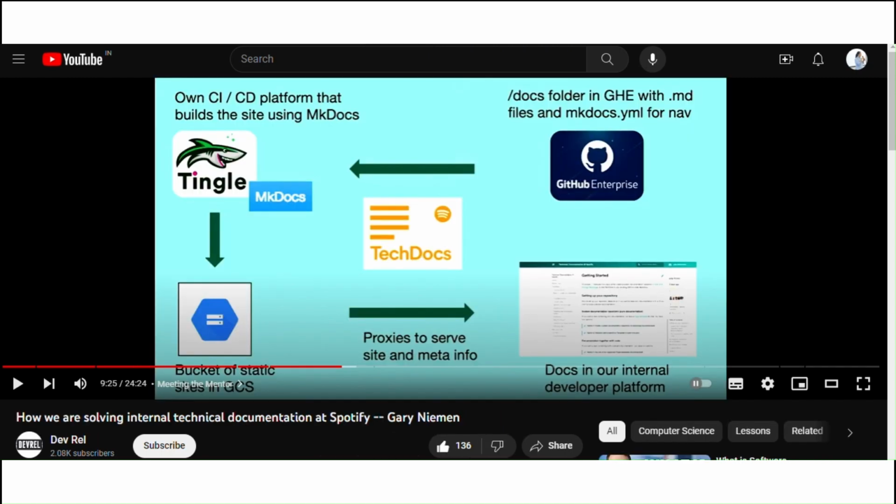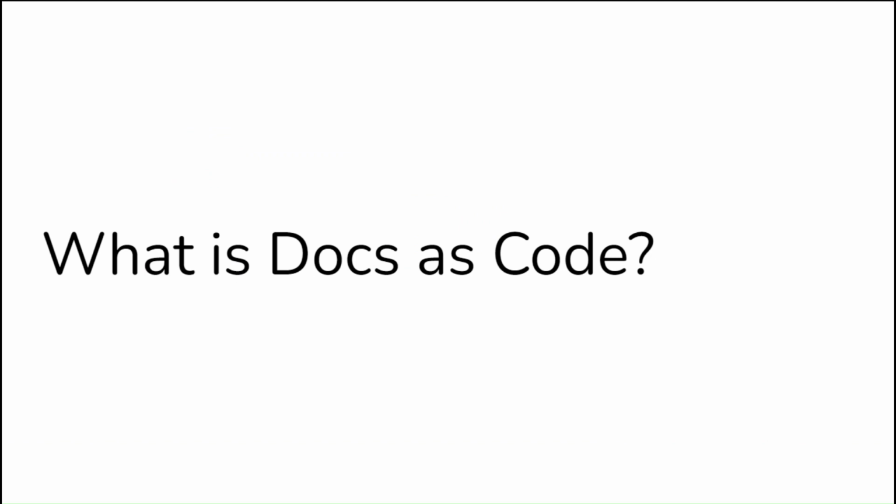To start with, let's define what Docs as Code is. It is an approach that treats documentation just like any other piece of code or software. You integrate documentation with the software development process so that you can manage and review documentation and deploy it very similar to how you handle code.